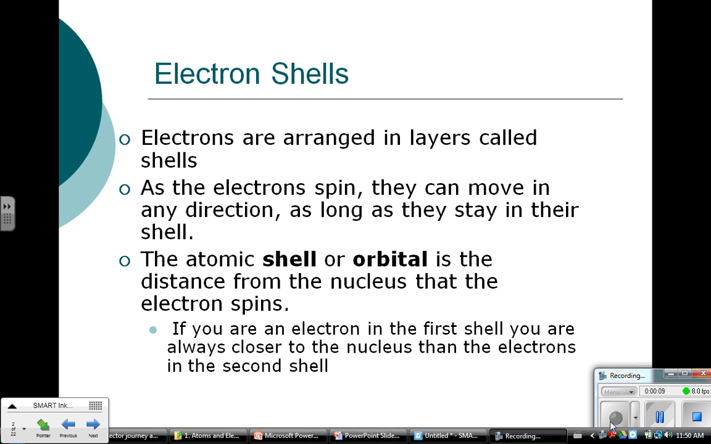All right, so electrons are arranged in layers called shells. The scientists that proposed that change to the theory, we had Rutherford, who had the nucleus and the electrons floating around outside, and then Niels Bohr added to that. And so the model that we primarily use in our class is the Rutherford-Bohr model.